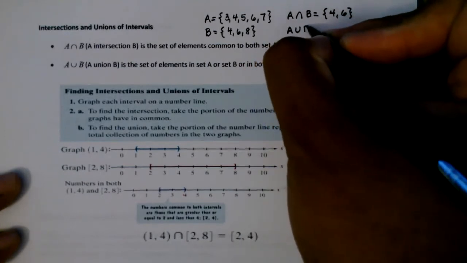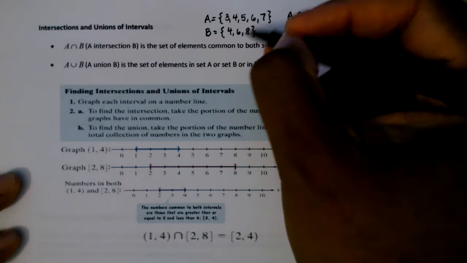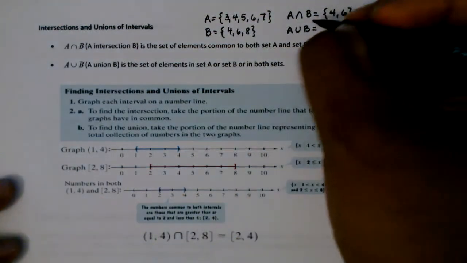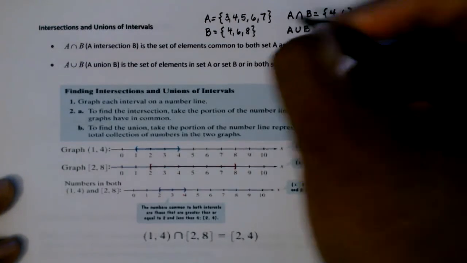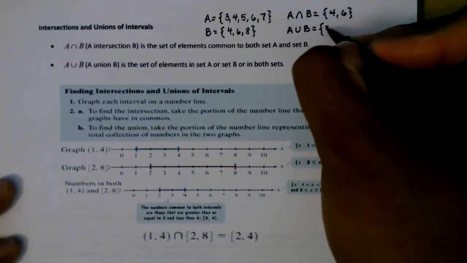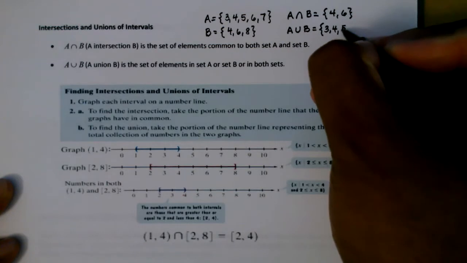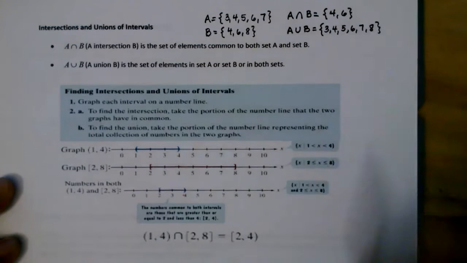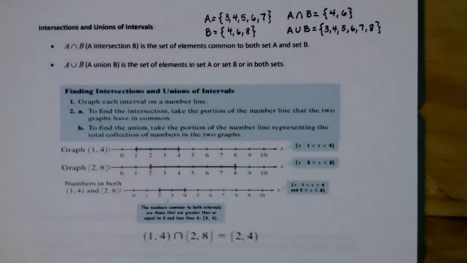And then for A union B, the union of the two, we're putting the two together because we're combining the elements that are in A or in B or in both A and B. So here we just write each element only once. So this will be like 3, 4, 5, 6, 7, and 8. So we're just combining the two together, listing each element only once when we do the union of A and B.